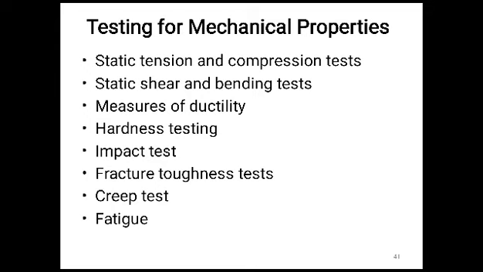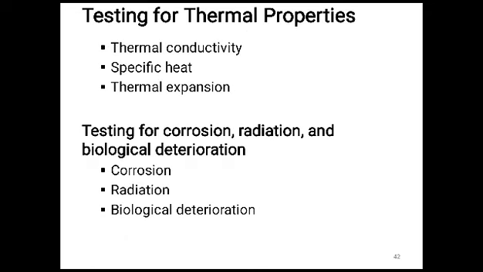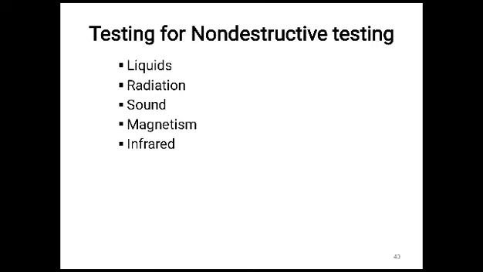Testing for mechanical properties: static tension and compression test, static shear and bending test, measures of ductility, hardness testing, impact test, fracture toughness test, creep test, fatigue. Testing for thermal properties: thermal conductivity, specific heat, thermal expansion. Testing for corrosion, radiation and biological deterioration. Non-destructive testing uses liquids, radiation, sound, magnetism, infrared.